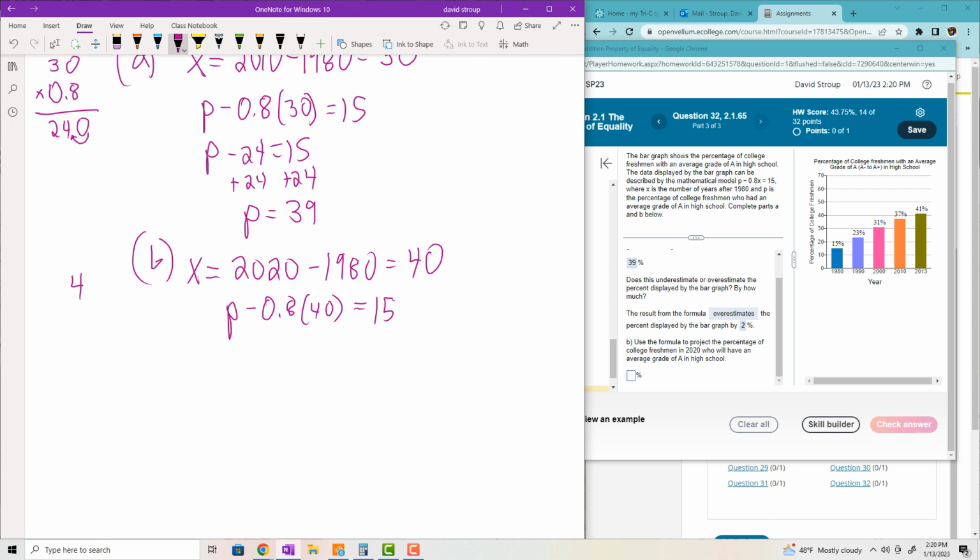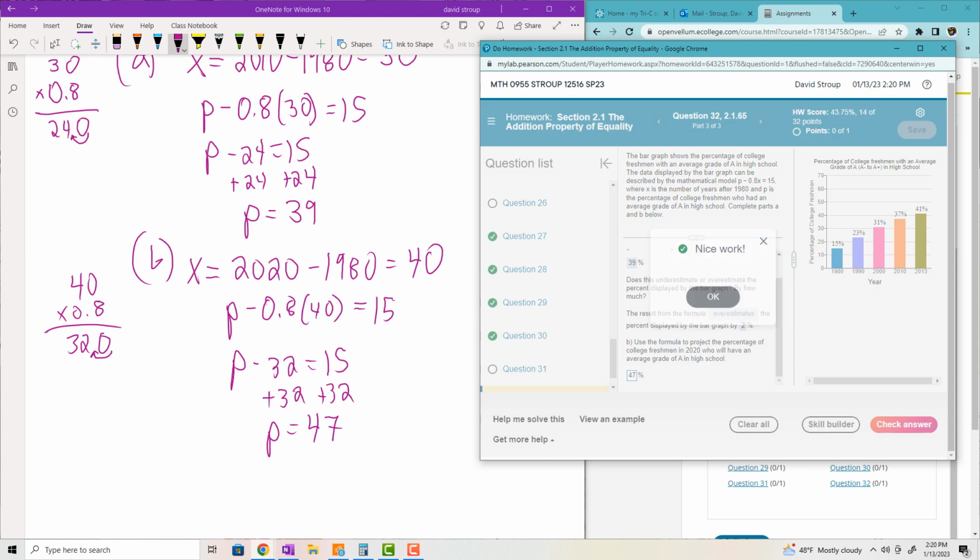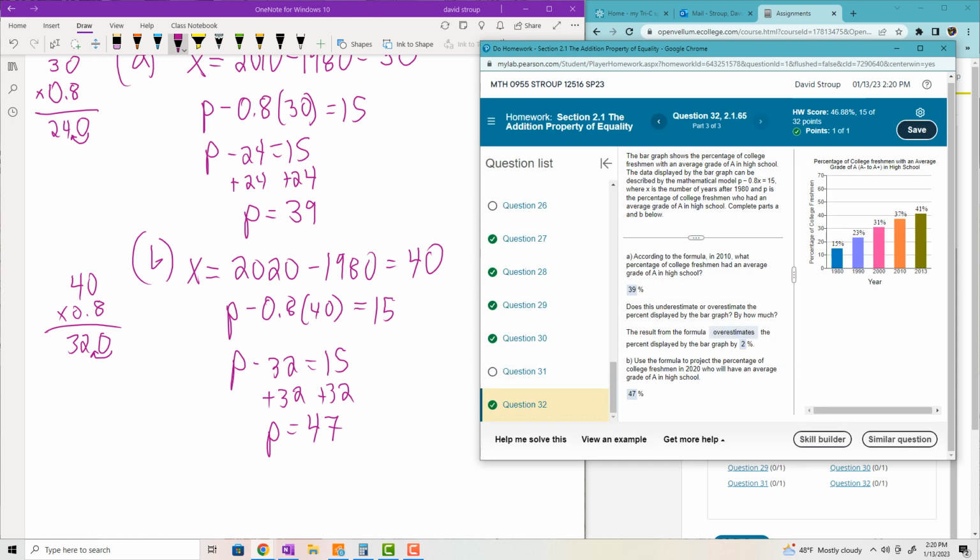Anyways, what do we have? 40 times 0.8. So again, I have 0, and then 8 times 4 is 32. Move the decimal over 1. So that'll be P minus 32 equals 15. Add 32 to both sides. So I'll get P equals 47. So 47%, they're saying in the future, 47% of the incoming freshmen in college will have an average of A in high school. So they talk about grade inflation and that sort of thing, but I don't know.